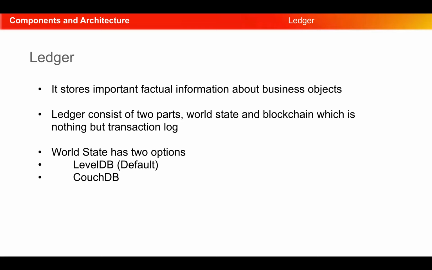The world state has two database options. One is LevelDB, which is the default in Hyperledger Fabric. Then you have another option, which is CouchDB, where you can run rich data queries.